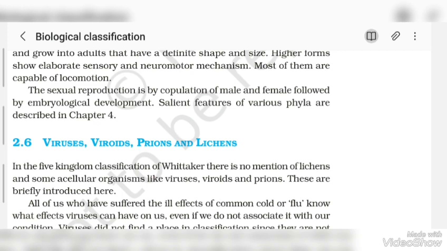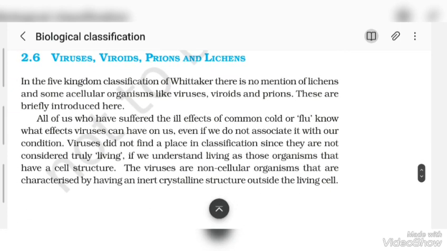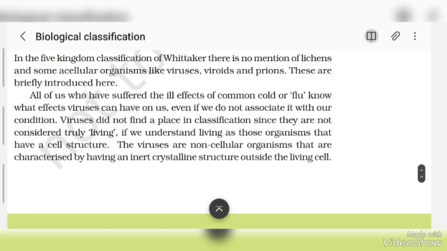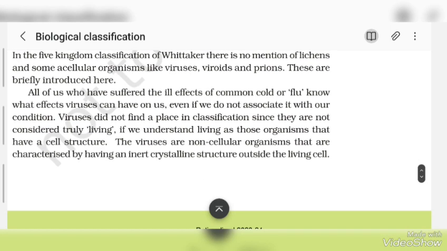Salient features of various phyla are described in chapter 4. Viruses, viroids, prions, and lichens. In the classification by Whittaker, there is no mention of lichens and some acellular organisms like viruses, viroids, and prions. These are briefly introduced here.